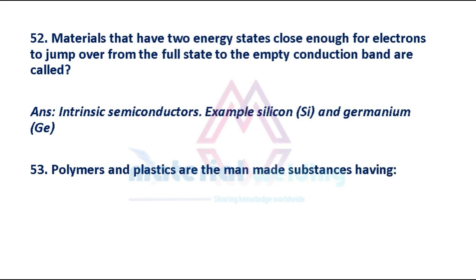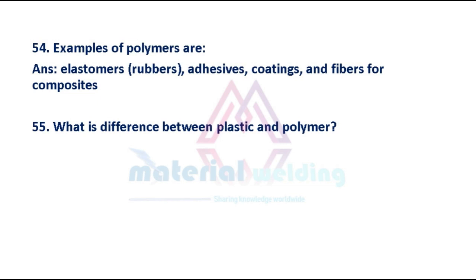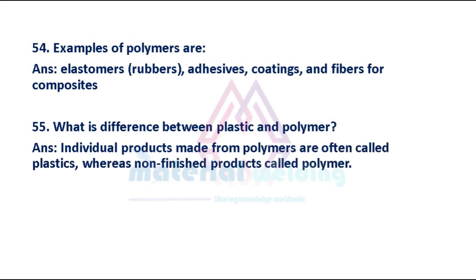Polymers and plastics are the man-made substances having long chain repeating molecules. Next, examples of polymers are elastomers, that is rubber, adhesives, coatings, and fibers for composites. What is the difference between plastic and polymer? Answer: individual products made from polymers are often called plastics, while the non-finished product is called polymer.